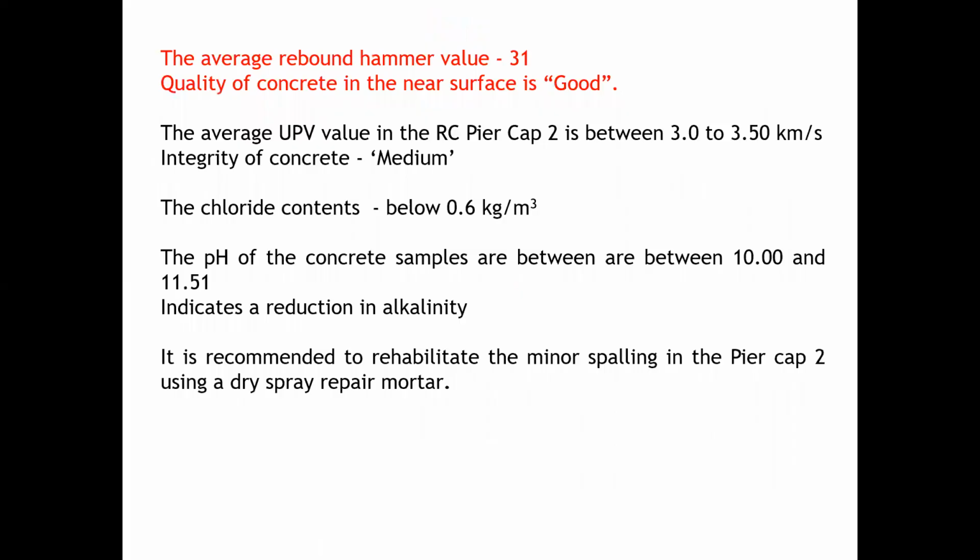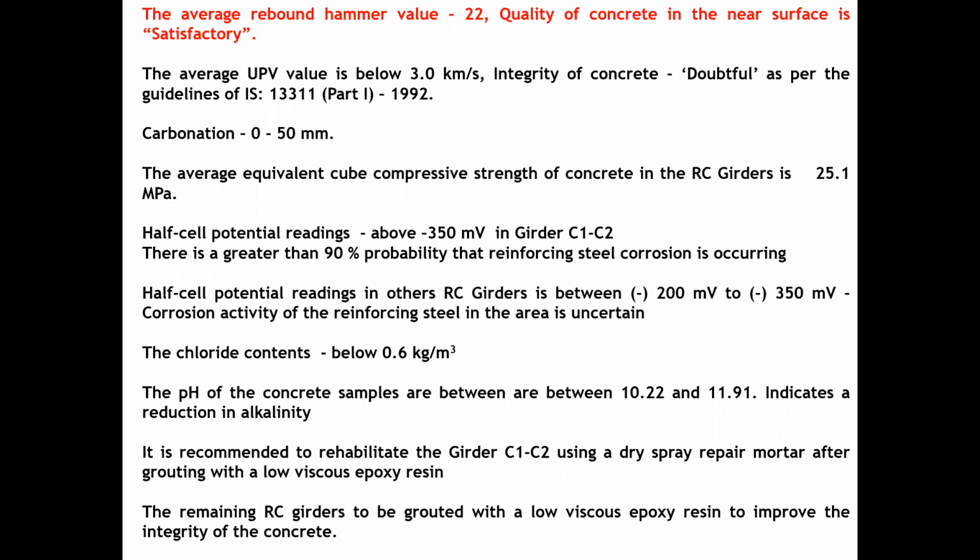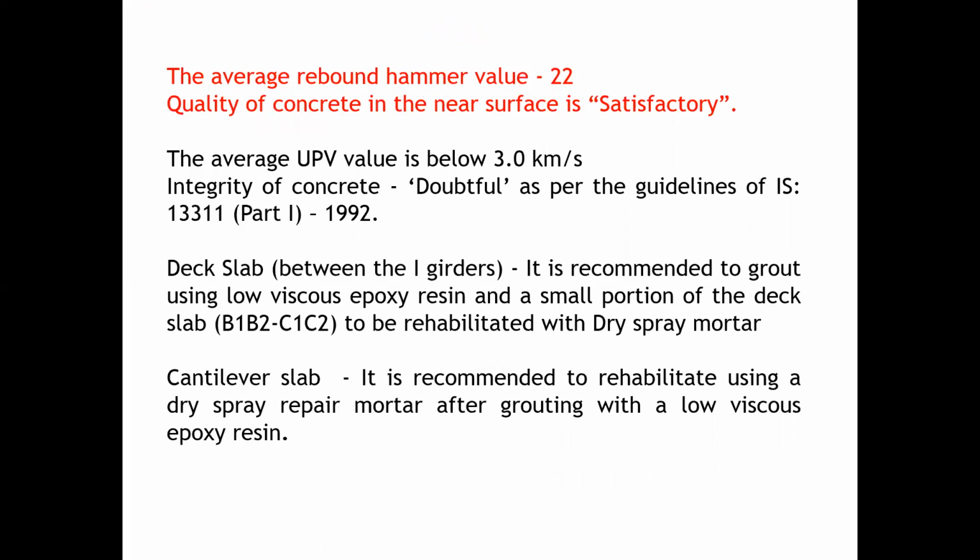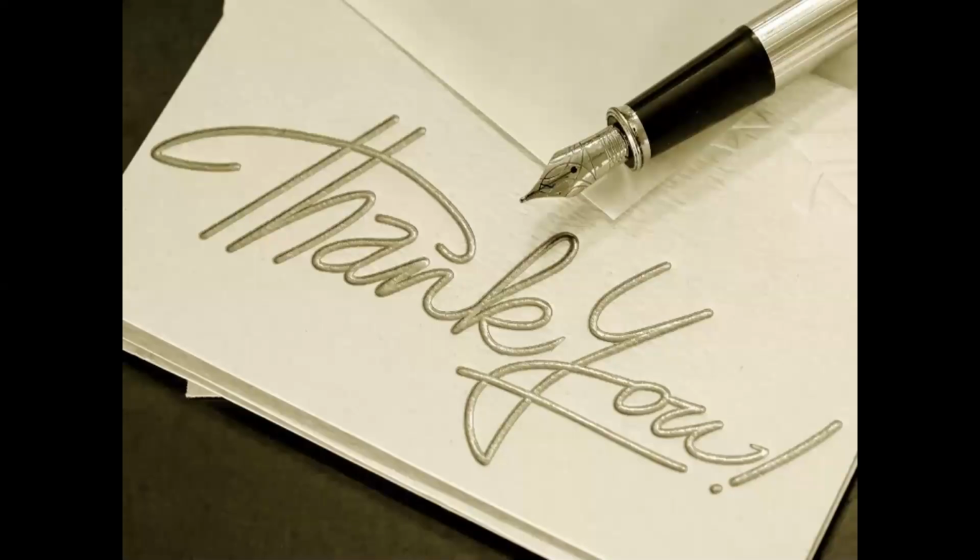Whereas when you come to a pier cap, the rebound hammer value is 31. Still it falls in the range of between 30 to 40. So the quality of the concrete in the near surface is good. But when you wanted to refer to the deck slab, where the average rebound hammer value is only 22, we can infer the quality of concrete in the near surface is satisfactory. So that's how we can make it. We will not be able to quantify any fck value of the concrete.